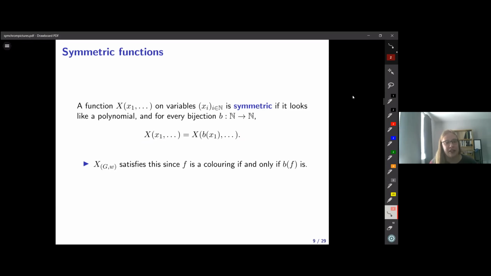And clearly XG is symmetric because if f is a coloring and I apply a bijection to the colors, it's still a coloring. Right, so it's a symmetric function.